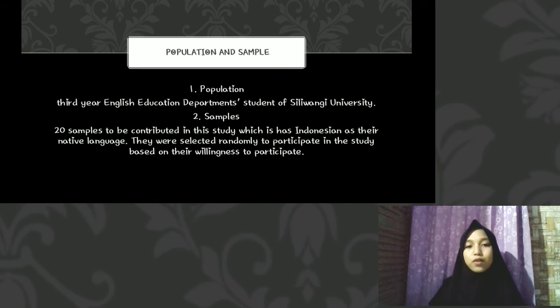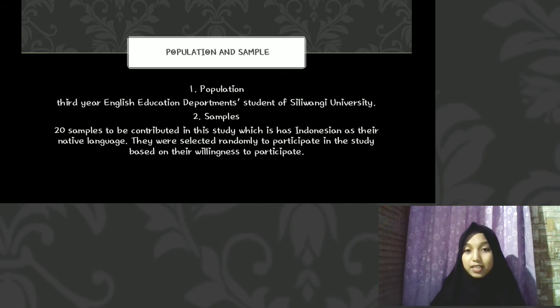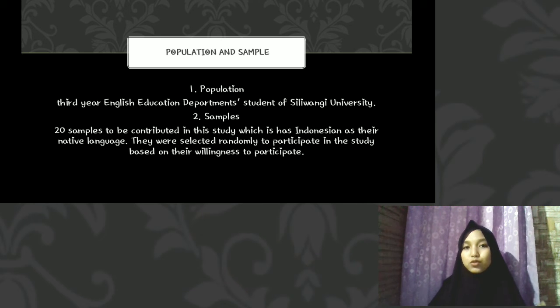So next we are going to talk about the population and sample of this study. The population of this study is the third year students of the English Education Department in Siliwangi University, and the samples are 20 students that I chose to contribute in this study, who have Indonesian as their native language. I selected them randomly, based on their willingness to participate in the study.